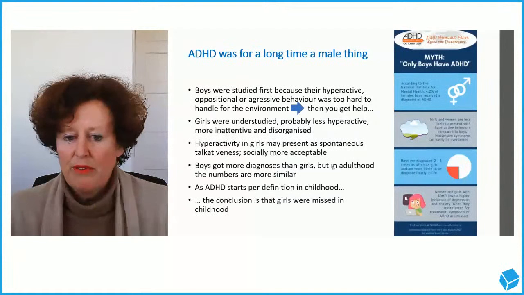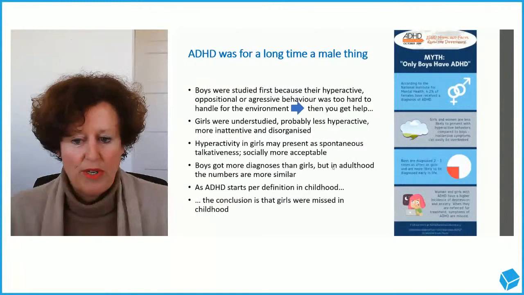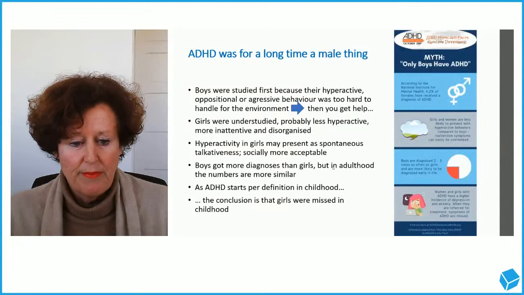So boys got from the beginning more clinical diagnosis than girls, but in adulthood somehow this changes. So in epidemiological studies, women and men are more equal in the prevalence rates in the population. And this, as ADHD we all know, starts in childhood per definition. The girls must have been missed earlier. And this is due to several factors.